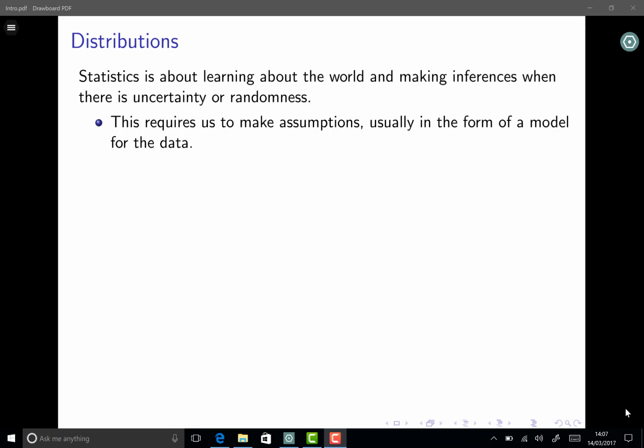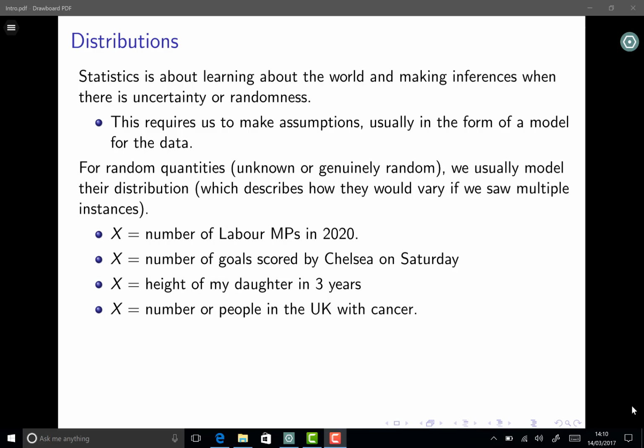So the final concept we're going to see in this first week is all about the idea of a distribution. So the aim of statistics is to learn about the world and to make inferences in situations where there is uncertainty or randomness. So in order to learn, we need data and information, but we also need to make assumptions. Those assumptions are usually in the form of a model for the data. For random quantities, we usually model the distribution.